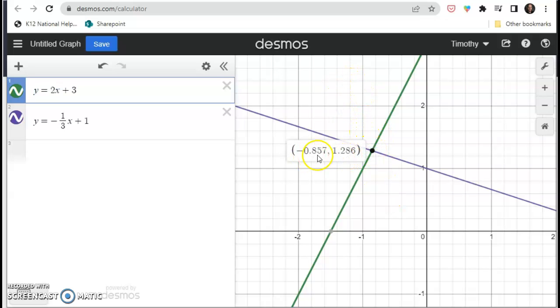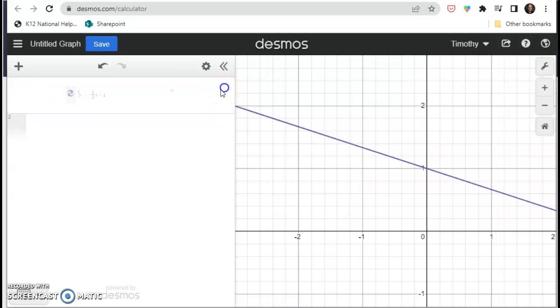Notice it's a decimal point, but these two coordinates, x, y, negative 0.857 and 1.286, solve this system. If I put this number in for both x's, if I put this number in for both y's, it will solve this system. Alright, and the same concept can be applied with inequalities.